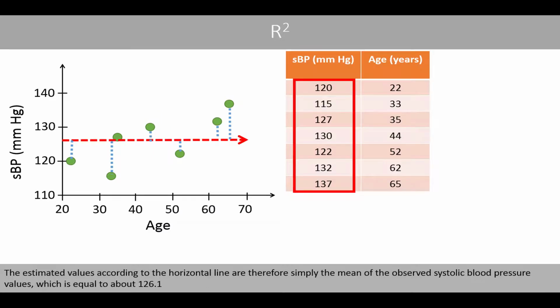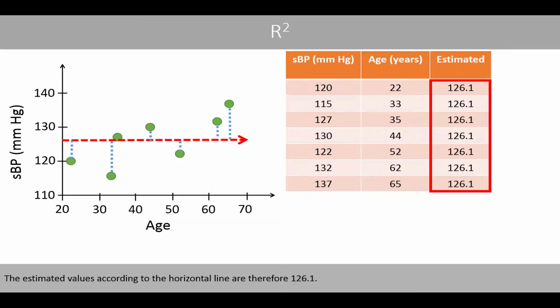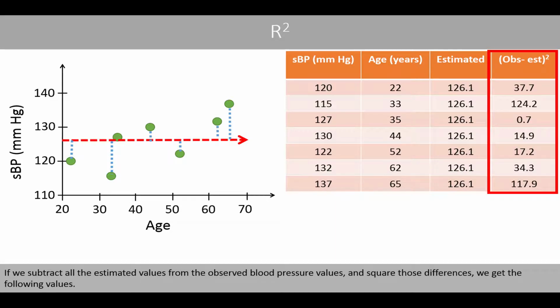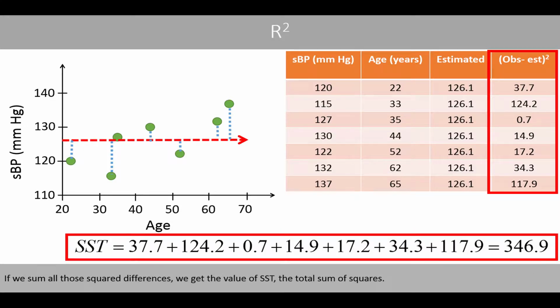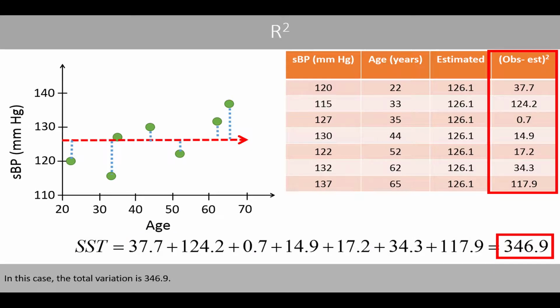The estimated values according to the horizontal line are therefore simply the mean of the observed systolic blood pressure values, which is equal to 126.1. If you subtract the estimated values from the observed blood pressure values and square those differences, we get the following values. If you sum all those square differences, we get the value of SST, the total sum of squares. In this case, the total variation is 346.9.